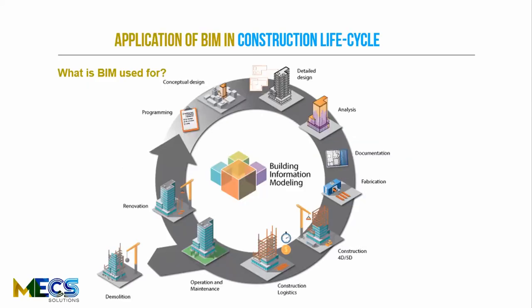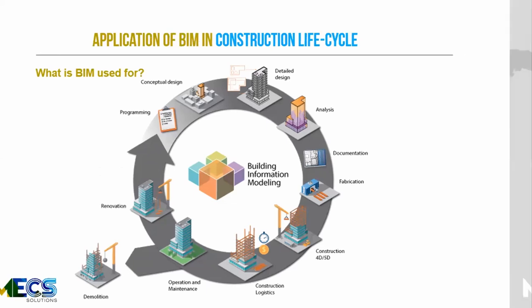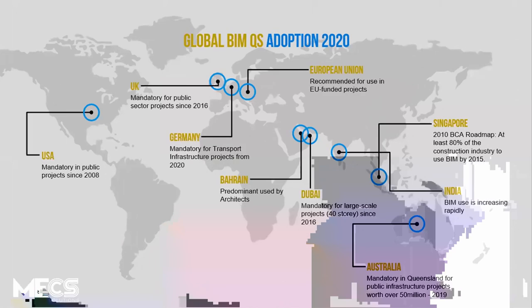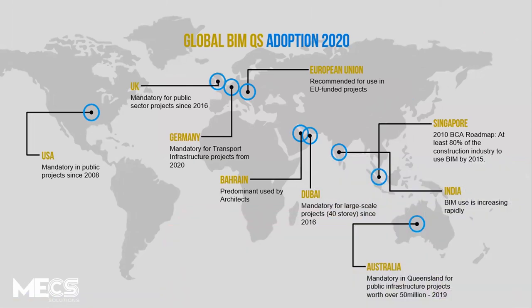In terms of its application, it's used throughout the entire cycle of the construction phase, anywhere from detailed design, analysis, operation and maintenance, even demolition. BIM is becoming a very powerful tool in this industry. And you can see that just through the global adoption. You're looking at the US, since 2008, all public projects, it's been mandatory to use BIM. The UK since 2016. Germany introduced a mandatory phase for infrastructure projects, 2020.